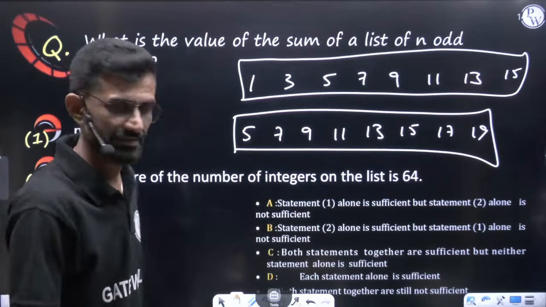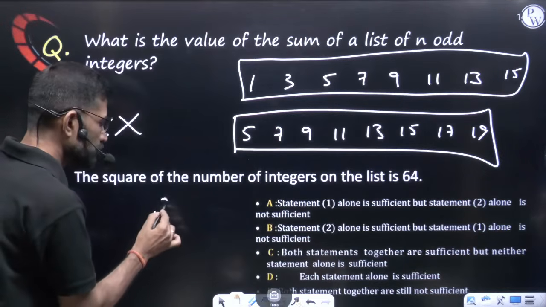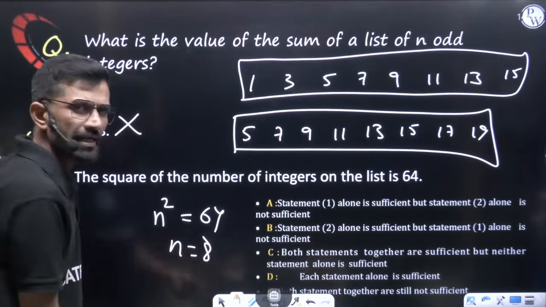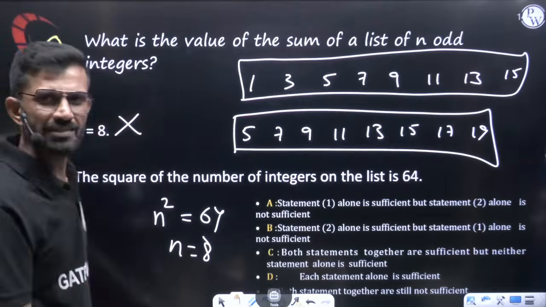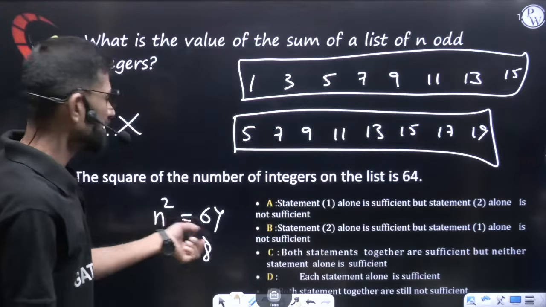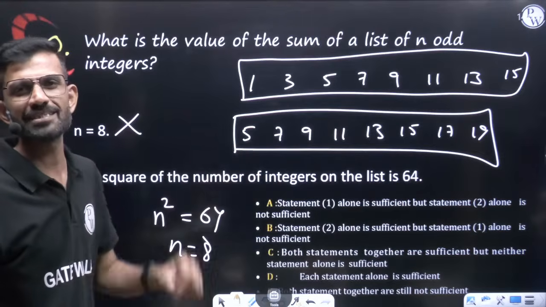Number of integers, n, are there. If we do square of that, we'll get 64. So n value will come equal to 8. Means there are 8 odd integers. Here we are coming to the same first statement that they have given. The same thing in the second, they have presented in a different way. Means there are 8 odd integers. That is what the second statement is also saying.